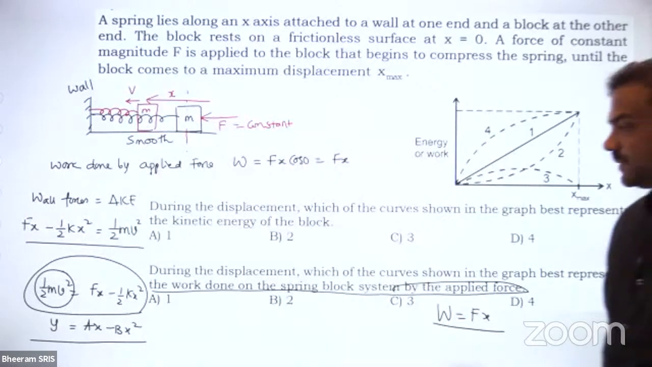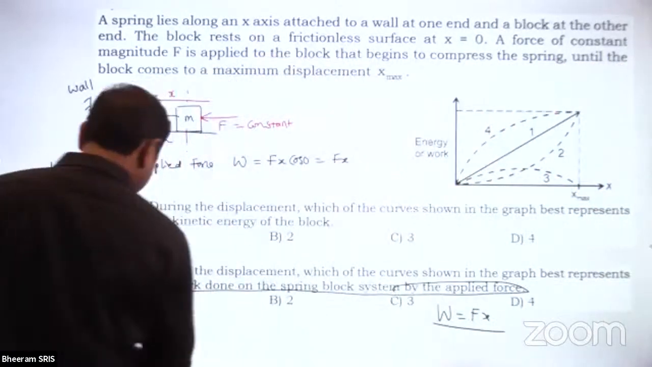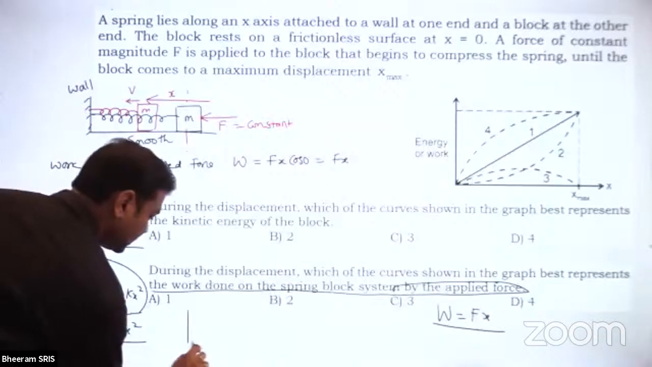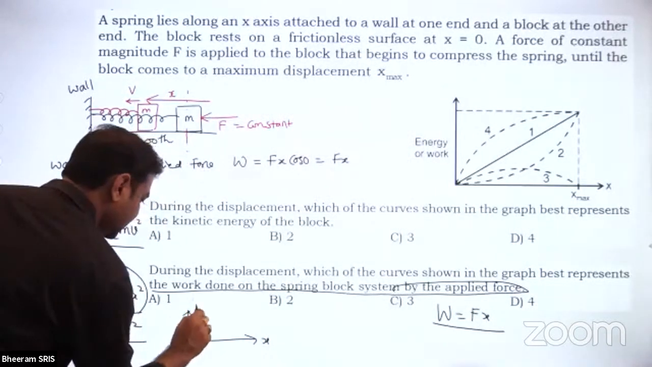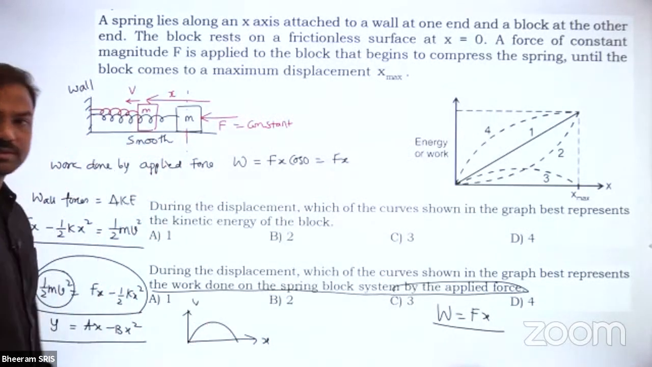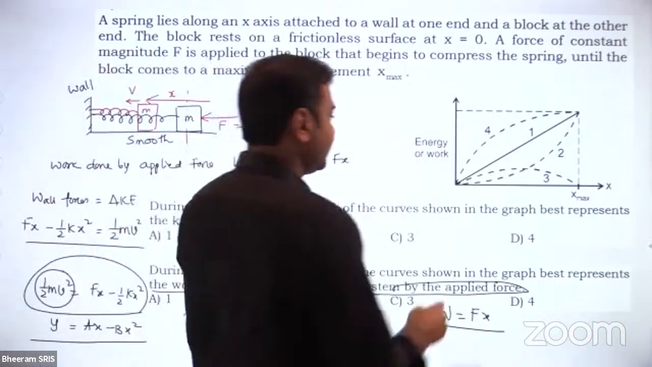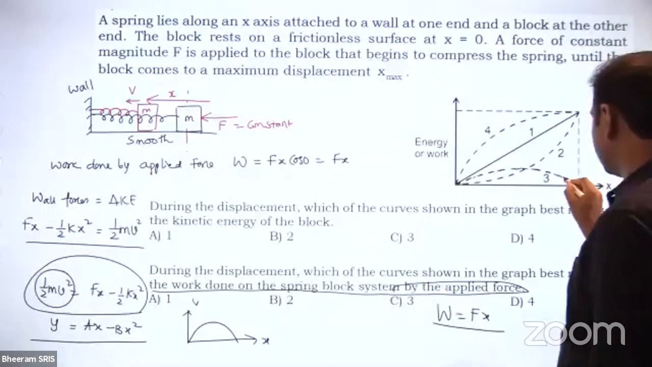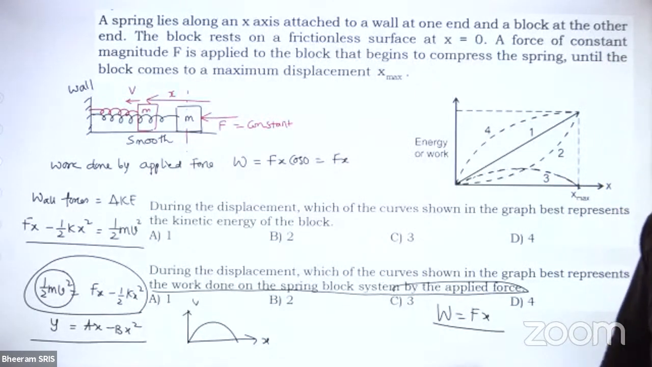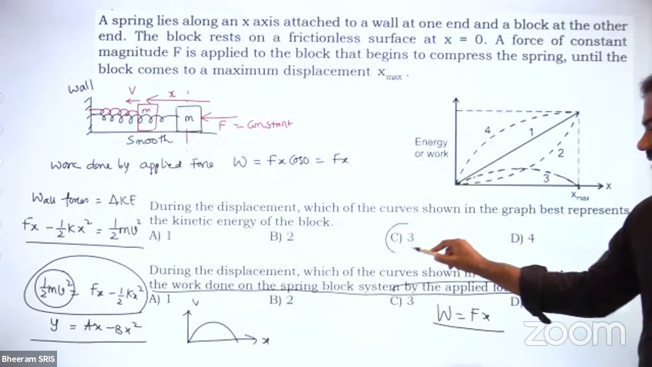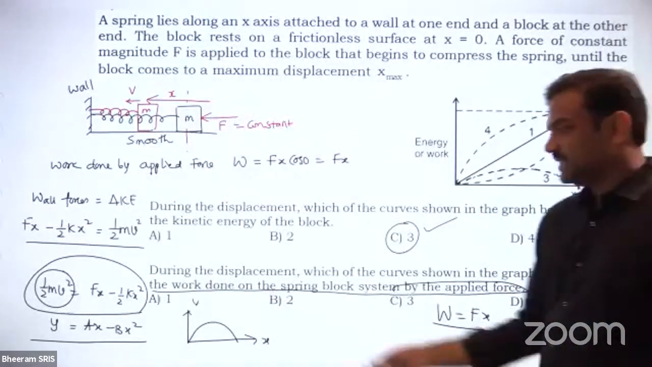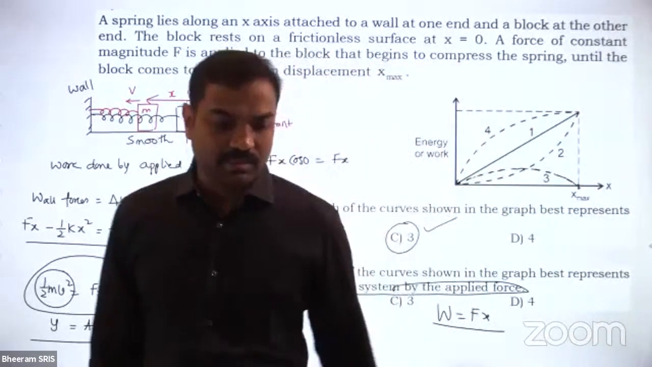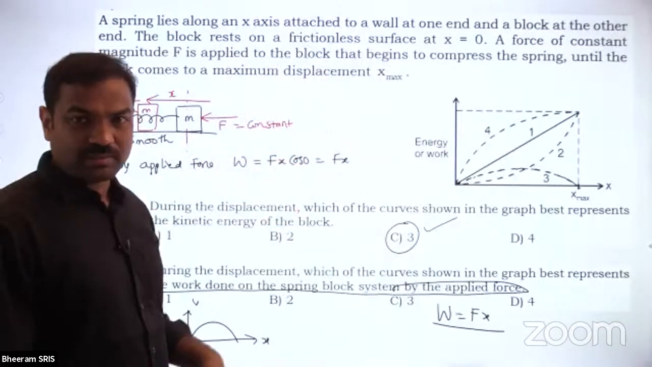The ax minus bx square graph is the projectile trajectory equation. Then the graph should be something like this, x and y. That means the graph is what? The third one. See, this is the third graph. So the answer is 3. This is easy actually. I don't know whether you solved the remaining questions or not.